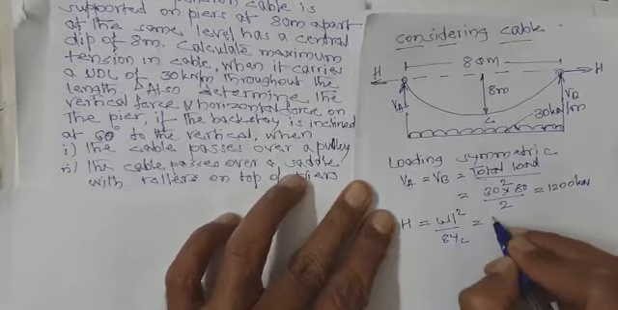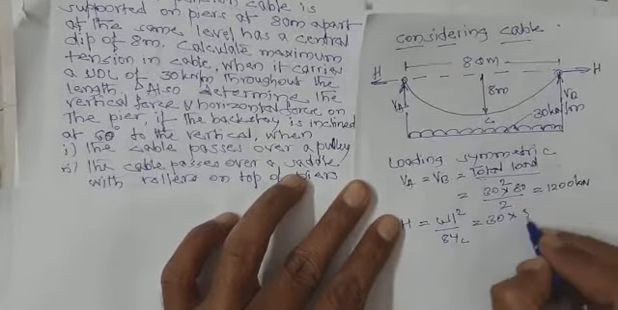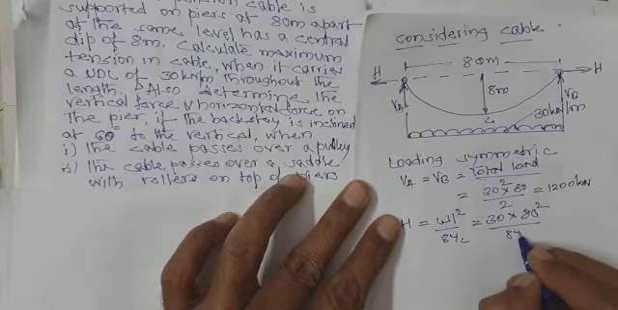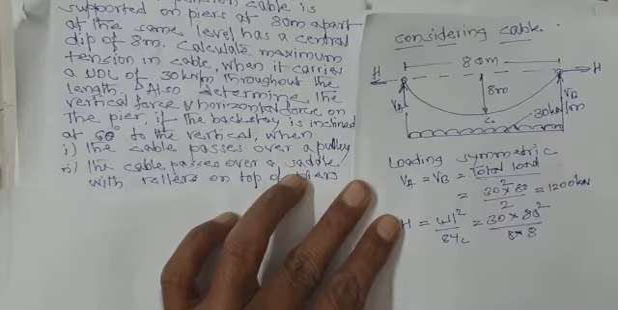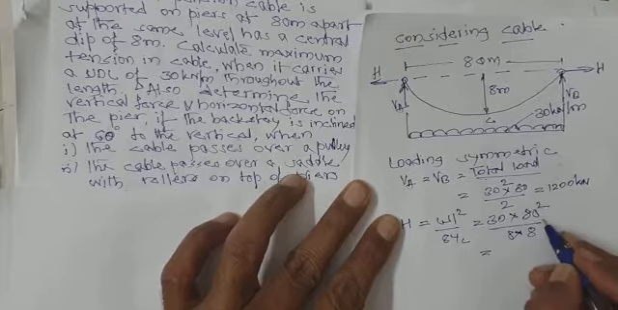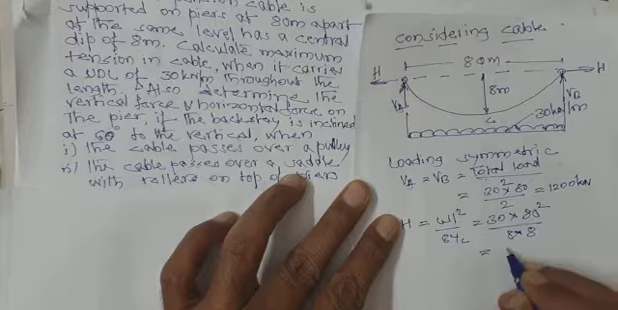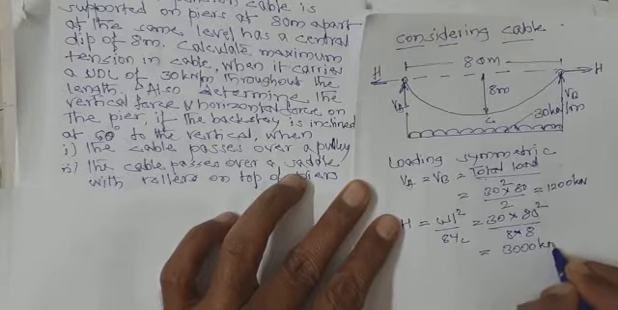So W is 30 kilonewton per meter. L is the 80 meter span, that is 80 square, divided by 8. What is YC? It is the dip at point C, that is given already, so it is 8 meter. So 30 is UDL, L square is 80 square, 8 into YC is 8. If you simplify this, you are going to get 3000 kilonewton.